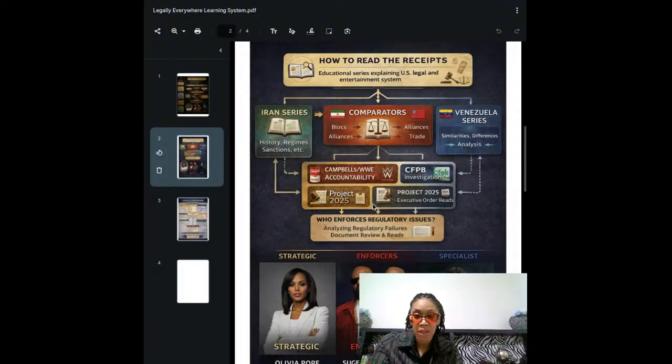We have the Project 25 and executive order reads, once again, that are kind of like their own, because we want to see context. I like to be able to map what was the impact. So sometimes we've got to let some of those marinate. Y'all know how I said, let it marinate. We cook over here. So we've got to let it marinate a little bit so we can see what the impact is and how it was absorbed.